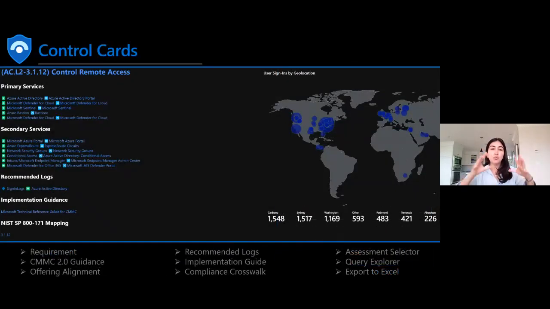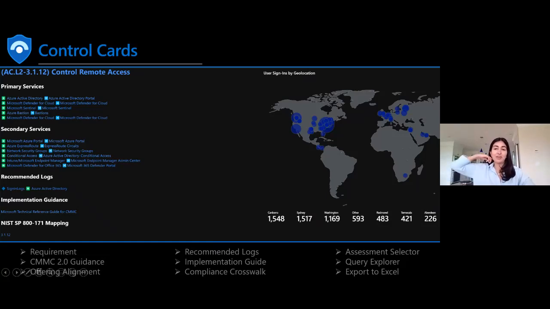The basis of the workbook are what we call control cards. The CMMC framework has over 200 controls, and each control has their own control card. And this is really a lot of different visualizations of data. An important thing to remember is anything that's light blue like this is a deep link.